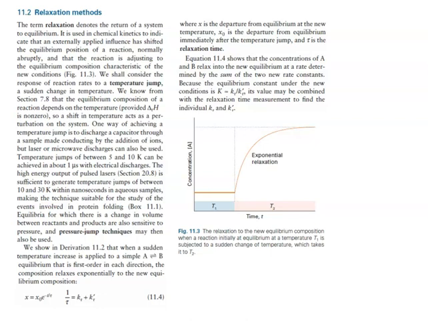Temperature jumps of between 5 and 10 Kelvin can be achieved in about 1 microsecond with electrical discharge. The high energy output of pulsed lasers is sufficient to generate temperature jumps of between 10 and 30 Kelvin within nanoseconds in aqueous samples, making the technique suitable for the study of the events involved in protein folding. Because if you were to heat things more slowly, the changes would also occur more slowly, and you wouldn't be able to see the instantaneous nature or the rate of how the reaction would chase that temperature change, as compared to having a really fast temperature change that doesn't overdrive the reaction.